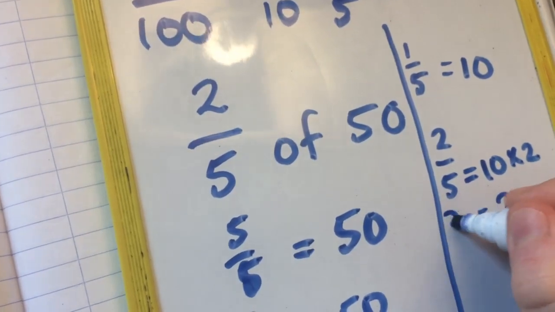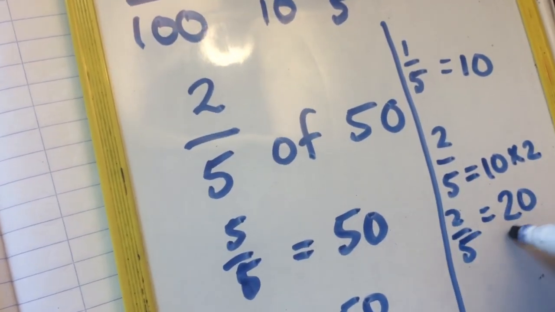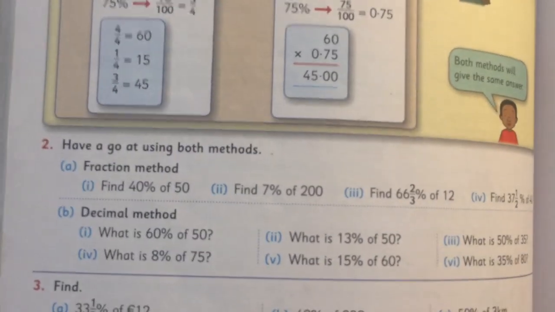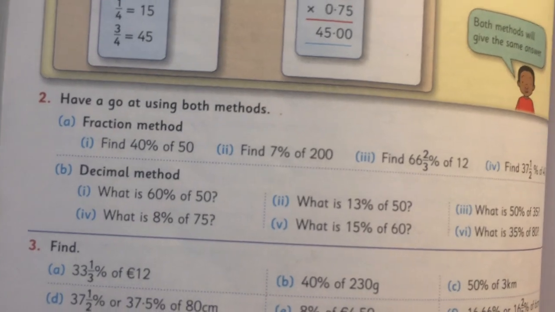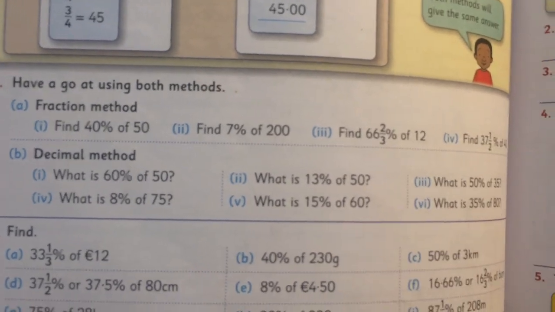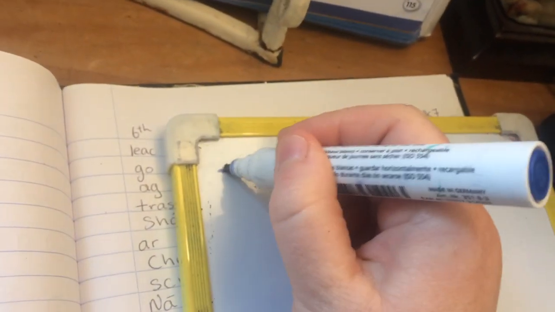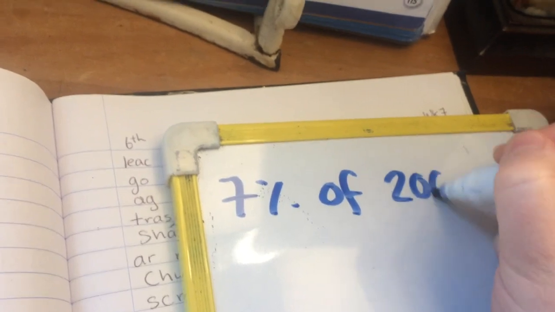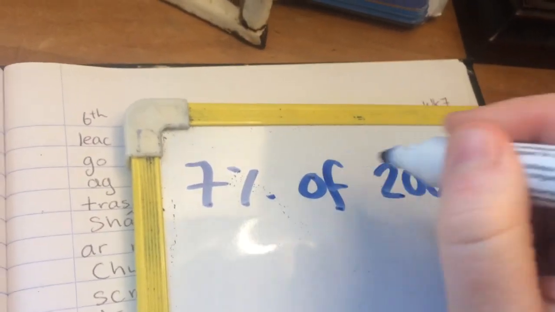So my answer there is 20. All right. So if you want me to help you with even the next one on, I'll show you the next one as well, which is find 7% of 200. And we're using the fraction method. So let's try this again. 7% of 200. Okay. Here we go, 7% of 200.